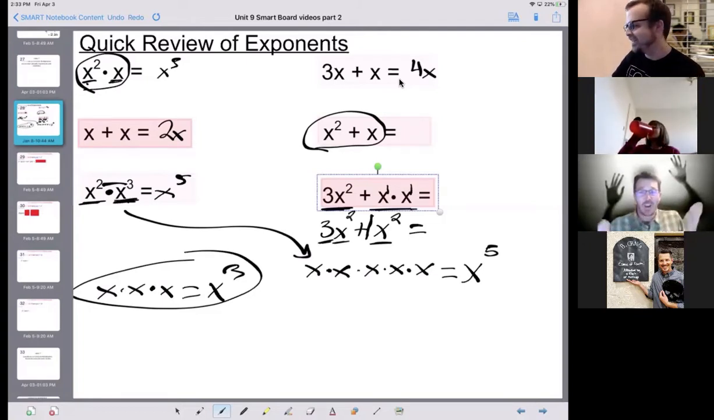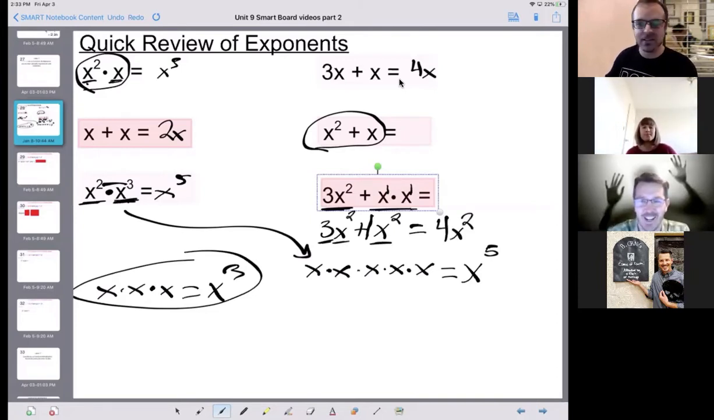Craig? You got a whole lot of x. Oh, sorry. You got 4x squared. That's right. And so that's kind of review of exponents, combining like terms, and multiplying variables.